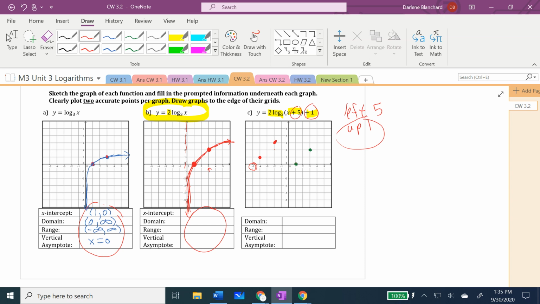So one thing that you want to be aware of is the horizontal shift is going to tell you exactly where your vertical asymptote is. Do you remember that with the exponential graphs, the addition subtraction outside the function told you where the horizontal asymptote was? For logarithms, it's the horizontal translation.